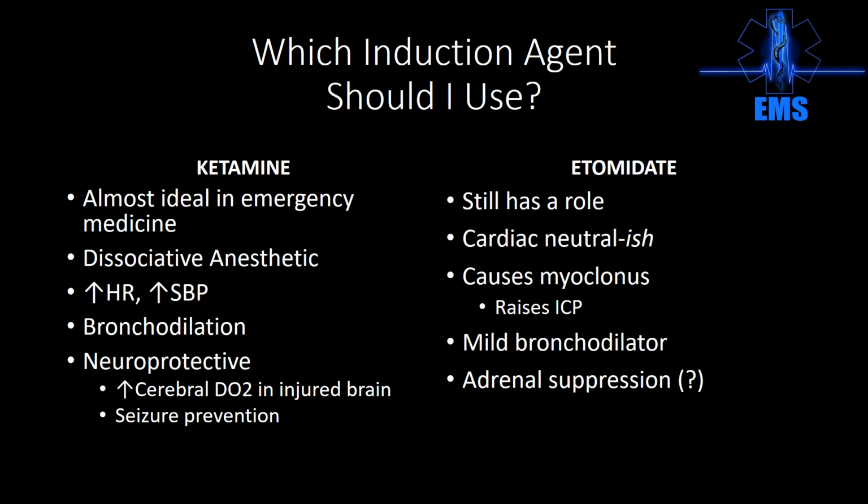It's cardiac neutral-ish. You can get a little bit of hypotension with it, but that's usually pretty rare. But what's concerning, though, is it causes myoclonus. So when you give it to folks, they're going to start shaking. That is not fasciculations. That is actually muscles contracting. And that can raise your ICP, so we usually avoid etomidate in folks who have ICP problems. It's a mild bronchodilator, but not nearly on the same level as ketamine.